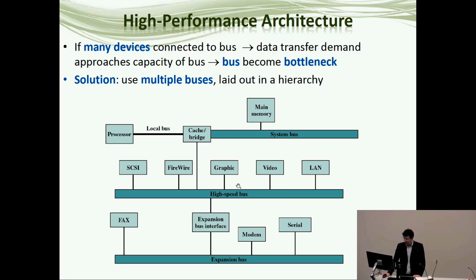And then you might have things coming off of that bus to an even slower expansion bus, where you're going to dangle slow devices like a modem or a serial port or even a fax machine. Apparently, the number of faxes being sent has gone up this year for some reason. That's a mystery.